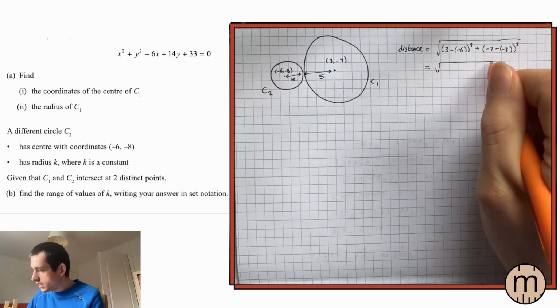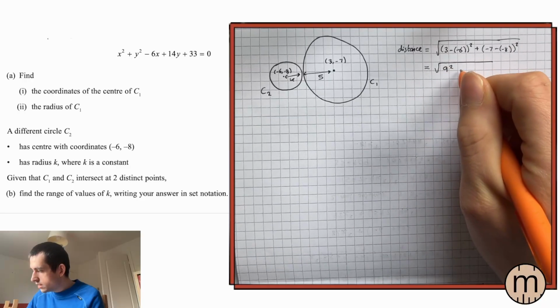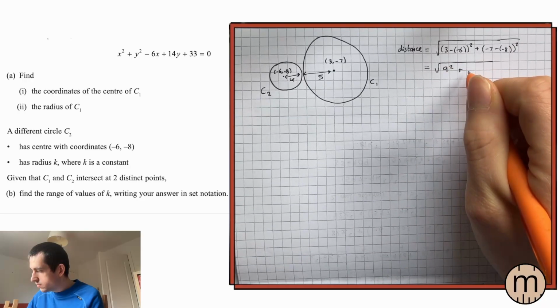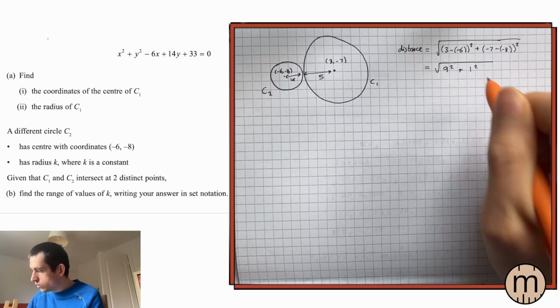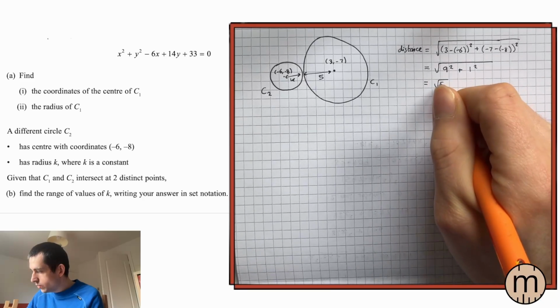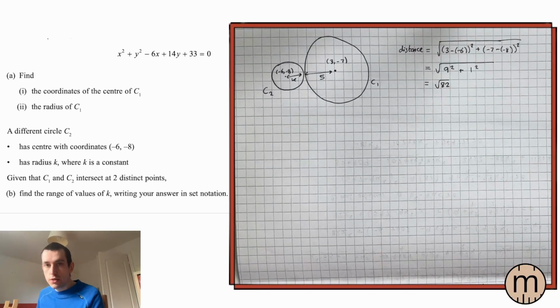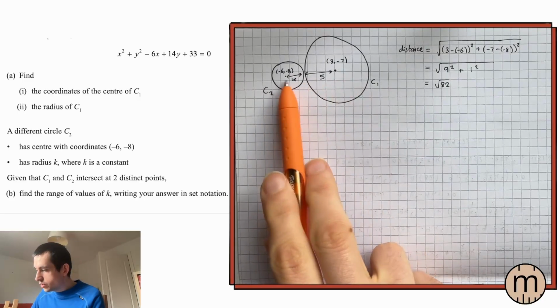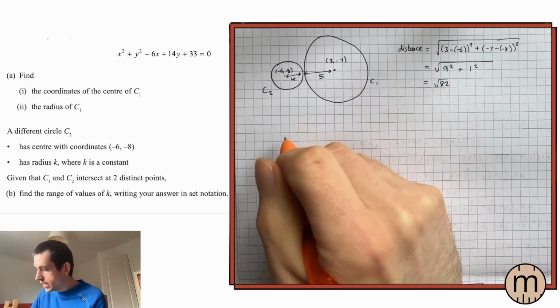We're going to get 9 squared plus 1 squared, which is root 82. So the total distance between the two coordinates will be root 82.